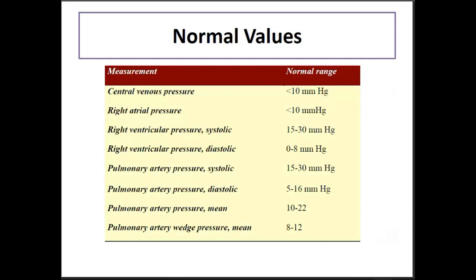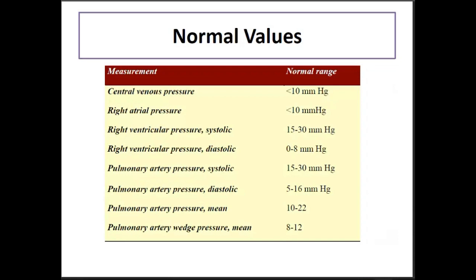Okay, normal values, very important. You need to know about it. Central venous pressure, as we said, is 4 to 12. Right atrial pressure is normally below 10. So right atrial is usually like the central venous pressure. Right ventricular pressure is a little bit higher because you need to have good flow through the lungs.